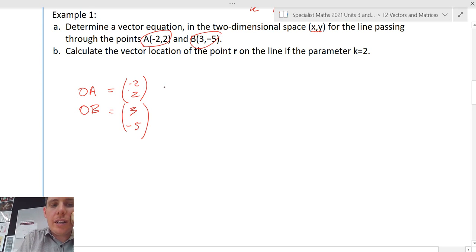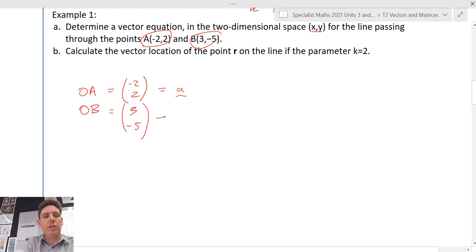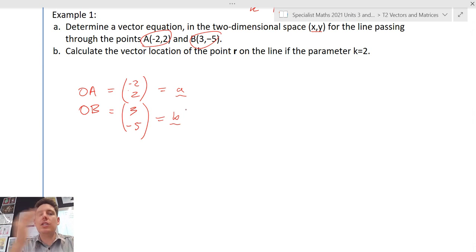So I'm just writing it like that. Again, if you want to use i's and j's, write it like this. Okay, so we have the two vectors. So we can also call these A and B if we want. We've turned our point into a vector. Now what do we do?